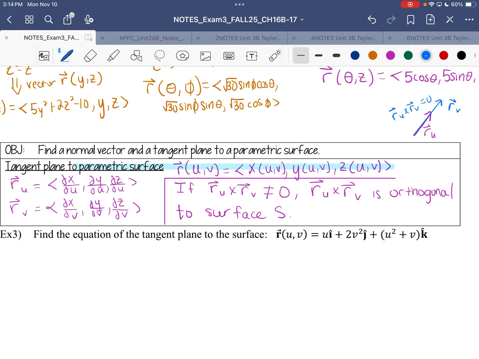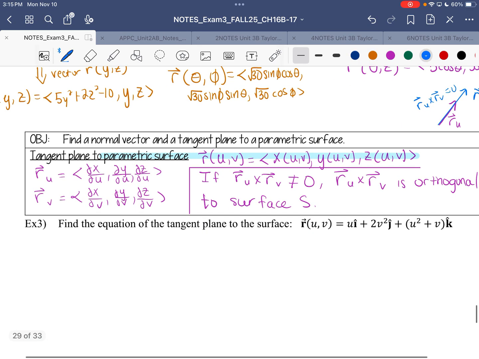All right, so finding the equation of a tangent plane. When you write the equation of a tangent plane, remember the equation of a tangent plane needs a normal vector.